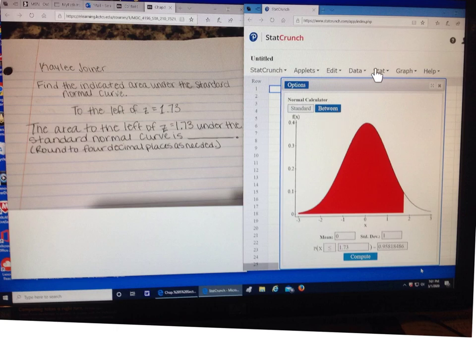Again, that's Stat, Calculator. Select the normal calculator. By default, it'll have 0 and 1 in there. Since it's a z-score, that's what you would want. And you just want the area to the left at 1.73. Then hit compute, and this number will appear. Hope this helps.